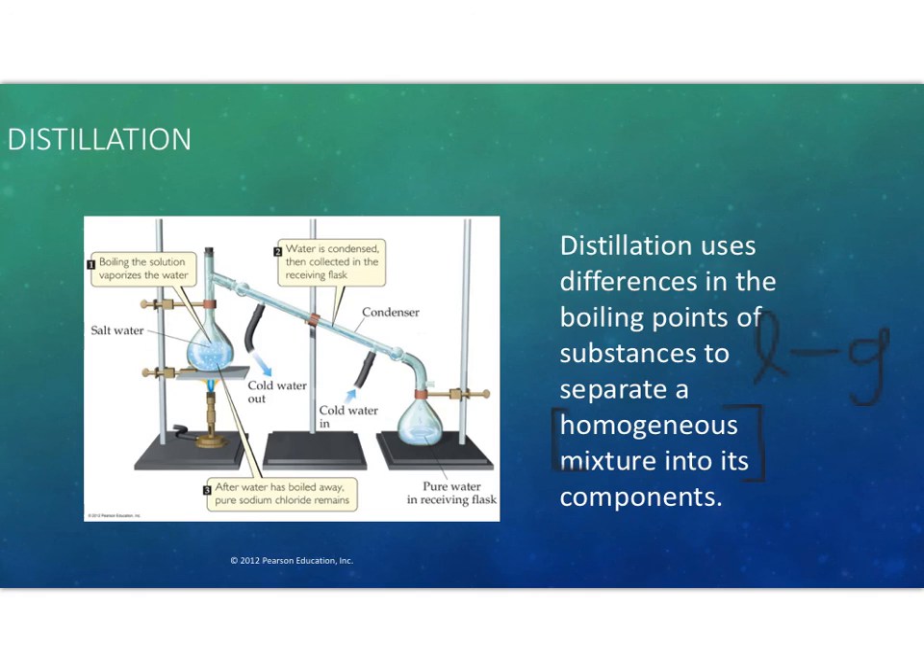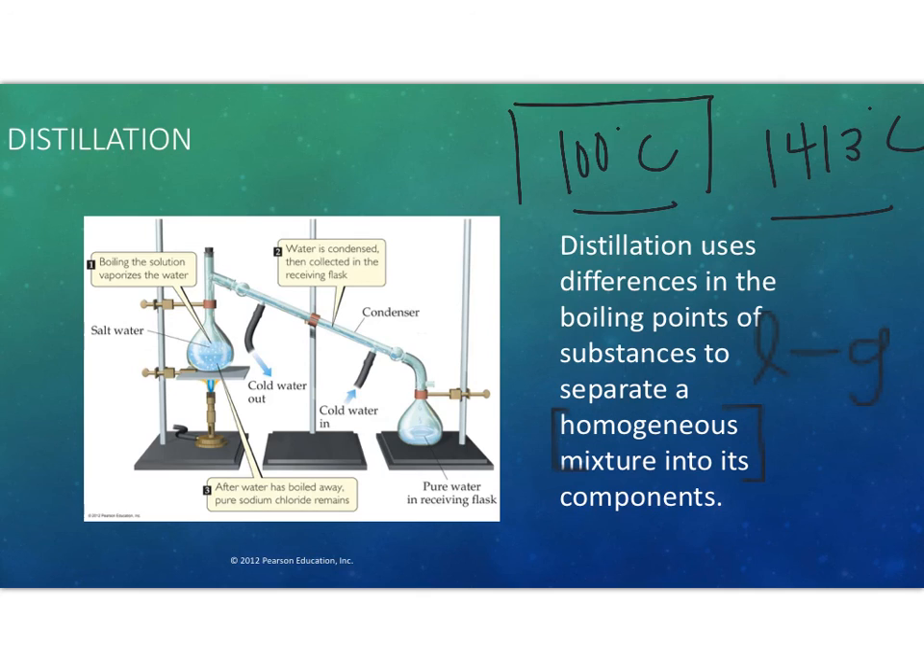There's no way that we could reach 1,413 degrees Celsius using a hot plate or a Bunsen burner, so my salt is going to remain in the container. This is a process called distillation. So I'm using the differences in their boiling points. Water boils at 100 degrees Celsius, whereas salt boils at 1,413 degrees Celsius. And because there's such a big difference between those boiling points, we can easily separate them by boiling this substance out first. And that would leave the second substance, which has a much higher boiling point, left in my container.